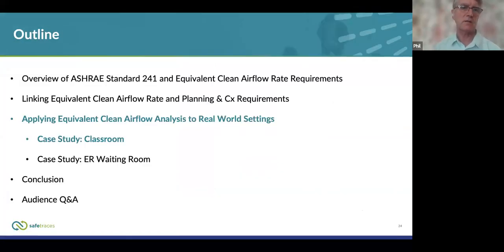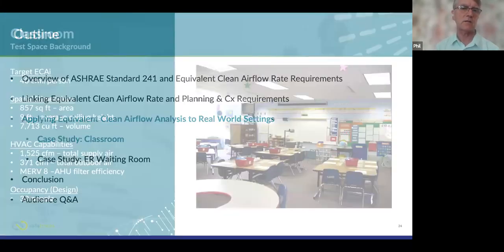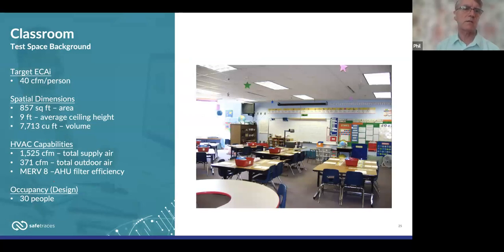And the next one. So now we have a couple of case studies here we want to go into. The classroom. So what you'll find in infection risk management mode, the ECAI per person drives more difficult to achieve requirements in high occupancy density areas. So like a classroom where you have 30 people in it, you need to provide 40 CFM per person of ECAI. So that adds up to a lot. That's 1,200 cubic feet per minute for an 857 square foot conference room with a 9-foot ceiling.